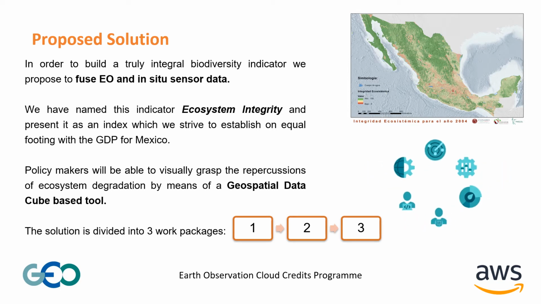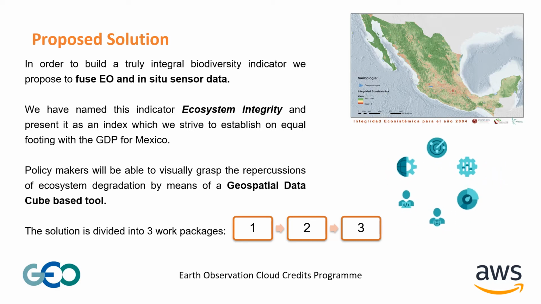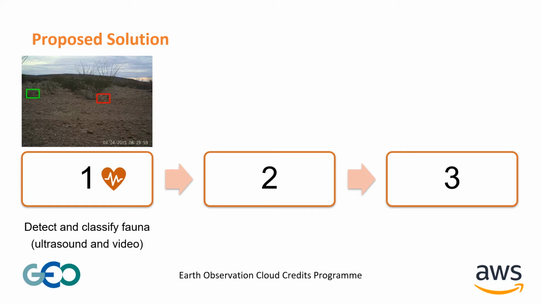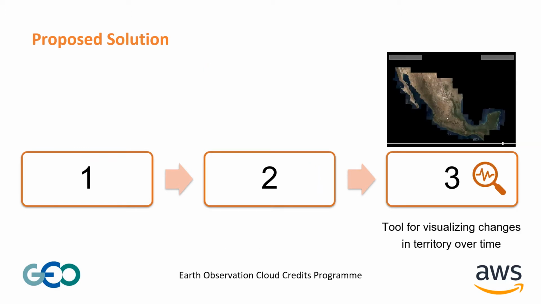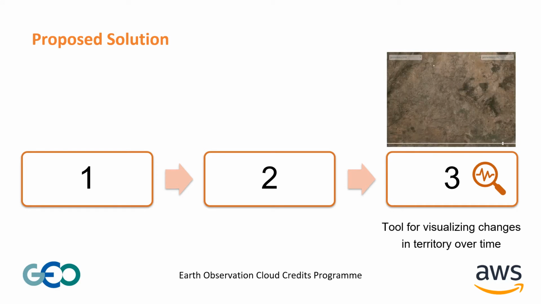We also envision that stakeholders and policymakers will be able to visually grasp the repercussions of ecosystem degradation processes like deforestation with a special data cube-based tool. This solution is divided into three work packages. A first work package to detect and classify fauna. A second work package to process satellite images in order to produce land cover and land cover change maps. And the third and final work package to produce the tool that will allow the visualization of these changes in the territory.